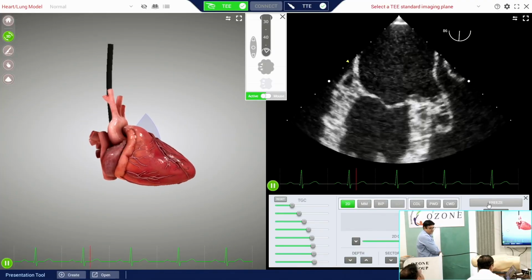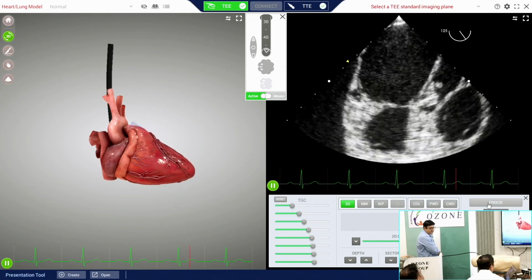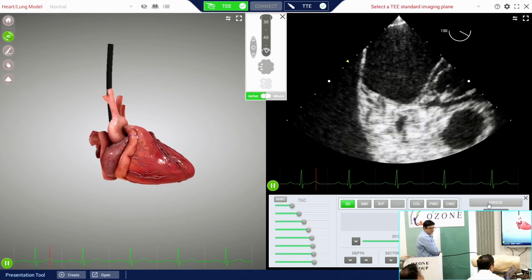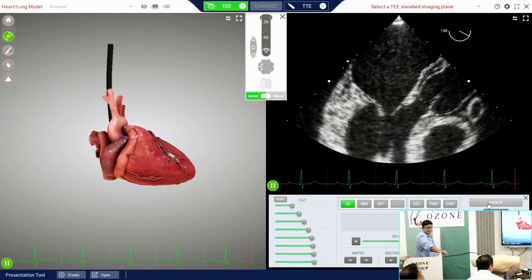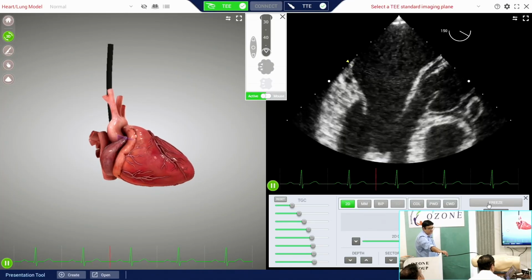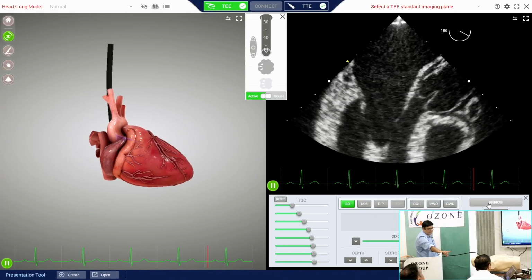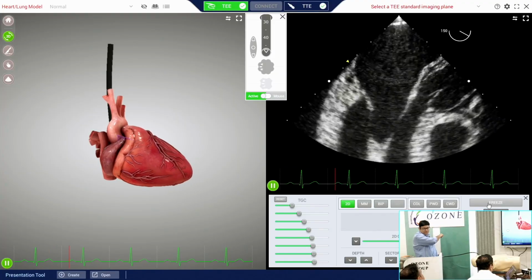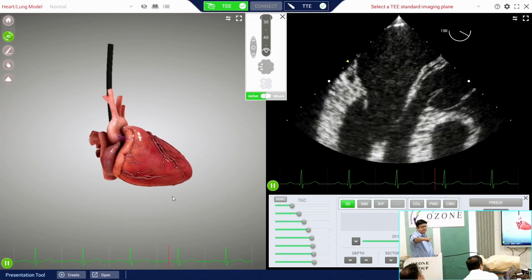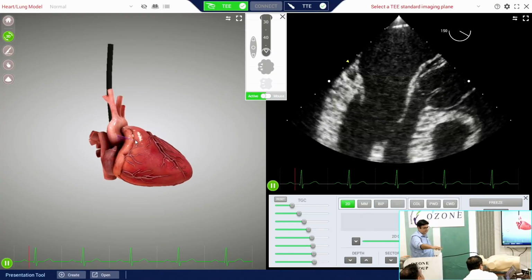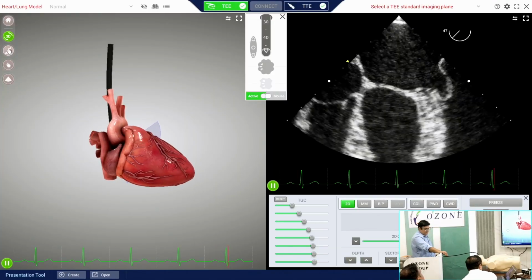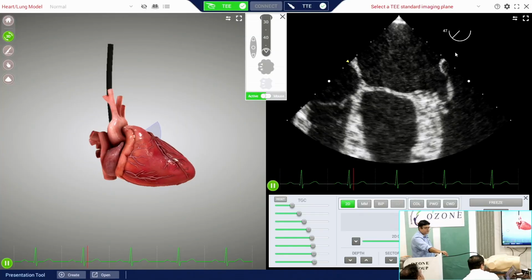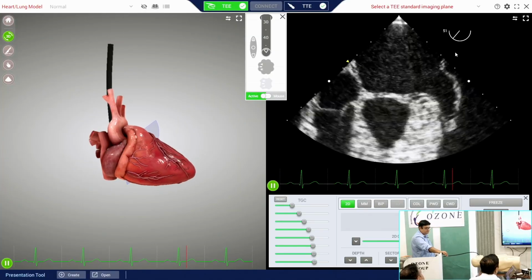Okay, so the next step is to increase the multiplane angle to 120 degrees, and I get my midesophageal long axis view. Okay, this is my A2 and P2. Here the scan cuts perpendicular through the coaptation line. Now coming back to the mitral commissural view.